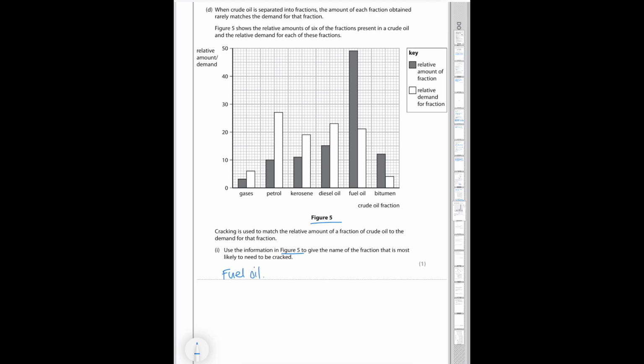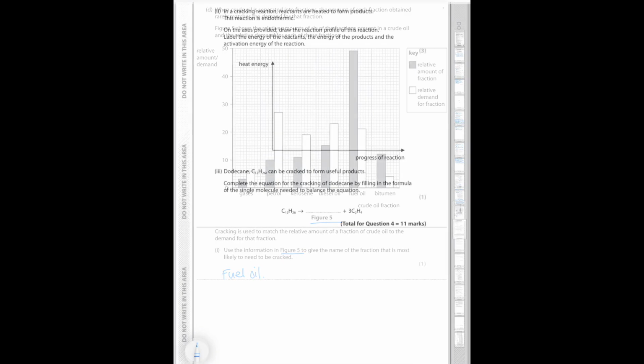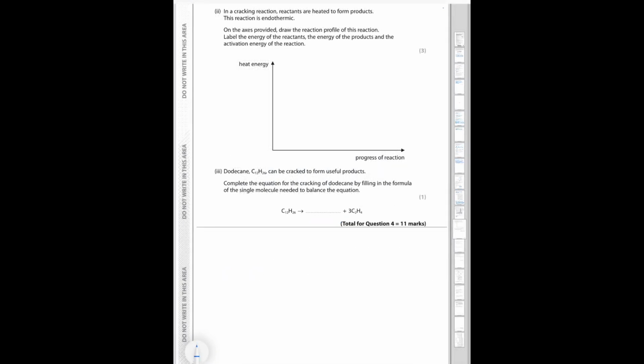And that's because if we're looking at the fuel oil, the amount that we get is much larger than the demand, so we can crack the fuel oil down into other fractions where the demand is higher. In a cracking reaction, reactants are heated to form products. The reaction is endothermic. On the axis provided, draw a reaction profile diagram of this reaction. Label the energy of the reactants, the energy of the product, and the activation energy.